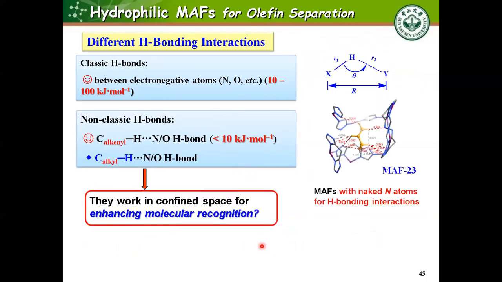Traditionally, hydrogen bonds should be formed between electronegative atoms such as nitrogen and oxygen. Even though alkenyl and alkyl CH groups are usually not recognized to have hydrogen bonds with electronegative atoms, we guess that the naked nitrogen and oxygen atoms of hydrophilic MAFs may have hydrogen bonding interaction, although very weak, with different hydrocarbons in the confined space. We call this weak interaction non-classic hydrogen bonding interactions. Different gas molecules may have different non-classic hydrogen bonding interactions with the pore, therefore beneficial for molecular recognition and selective absorption.